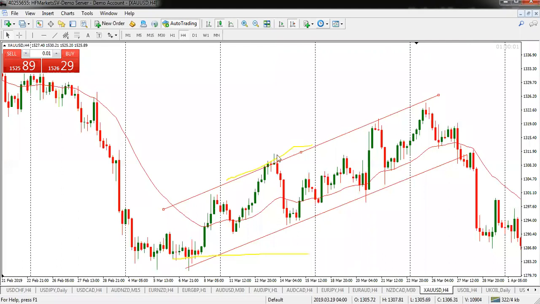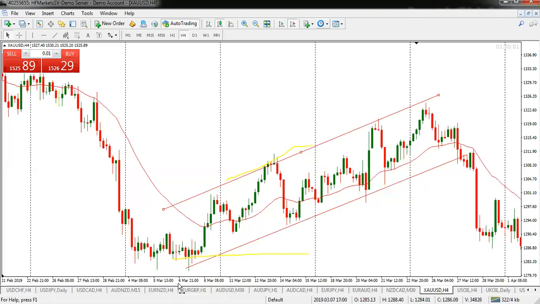Imagine I buy here. I will have to wait for this market to go down, come up to this point before I even break even, before I start making profit. And then shortly after I start making profit, it will go down again. And then I have to have all the patience in this world. So I cannot just say, the market is going up, let me just buy. No, we don't do that. And that's why you need to be able to use trend lines, all of that.